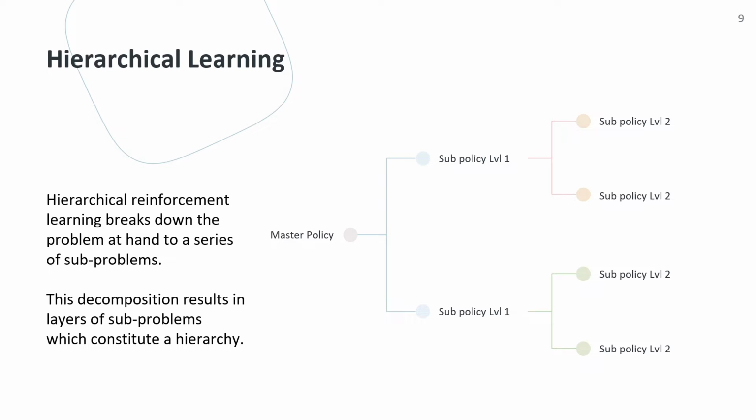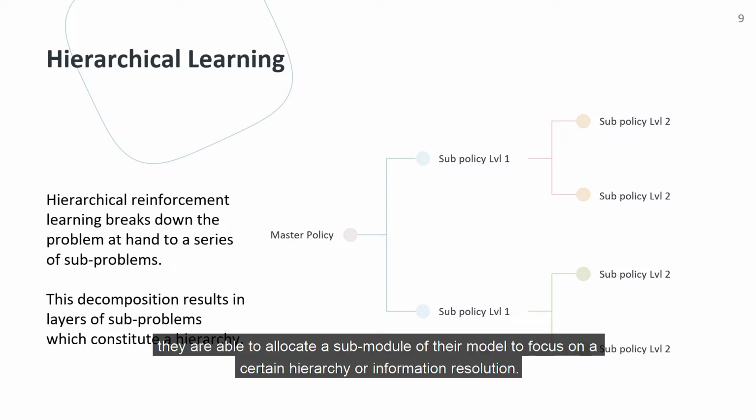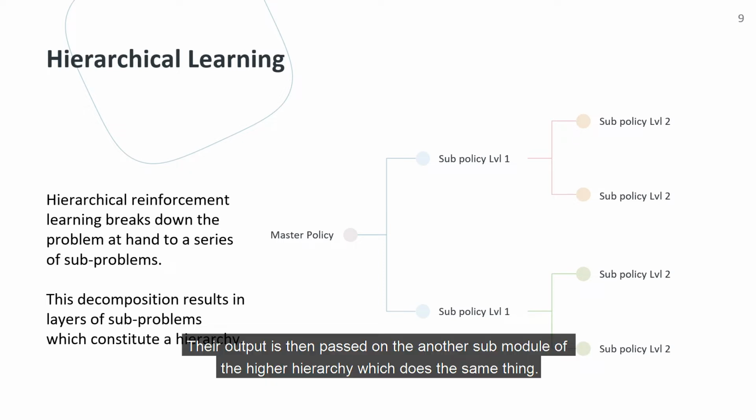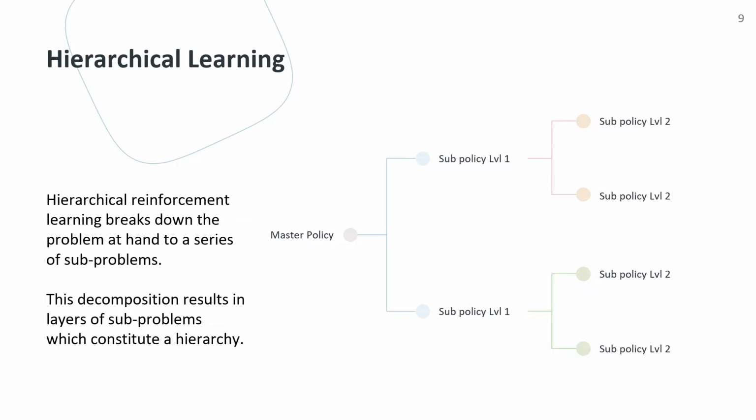In the case of AI, they are able to allocate submodules of their model to focus on a certain hierarchy of information resolution. Their output is then passed on to another submodule of the higher hierarchy, which does the same thing. This is intuitively beneficial as each submodule is specialized and the data coming in is of a narrower nature.